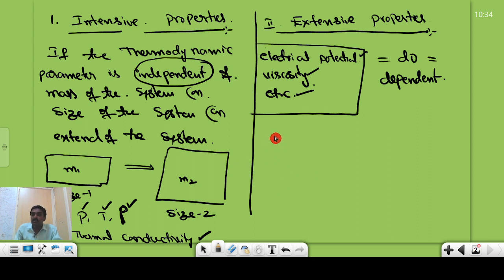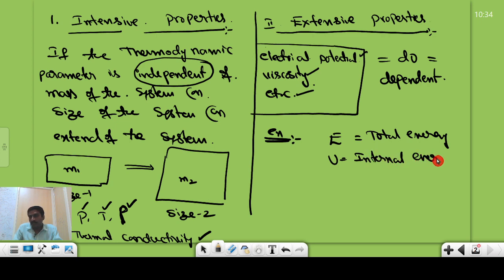Let me take the examples for the extensive properties of the system. So the extensive properties are the total energy of the system, internal energy of the system, volume of the system, the entropy of the system, and the enthalpy of the system, etc.